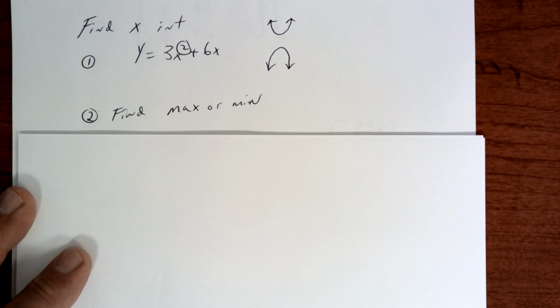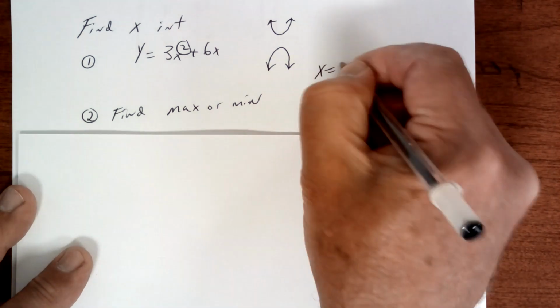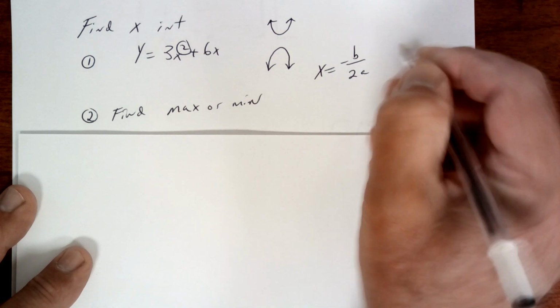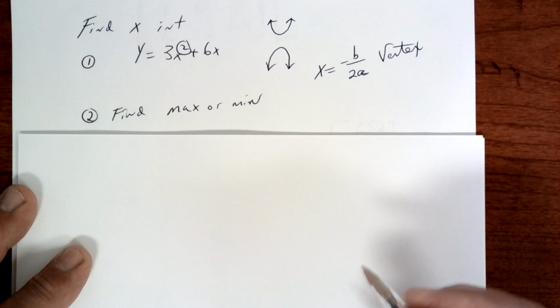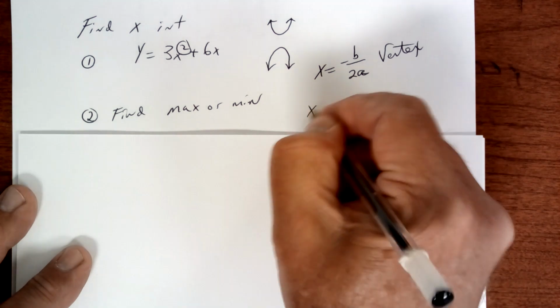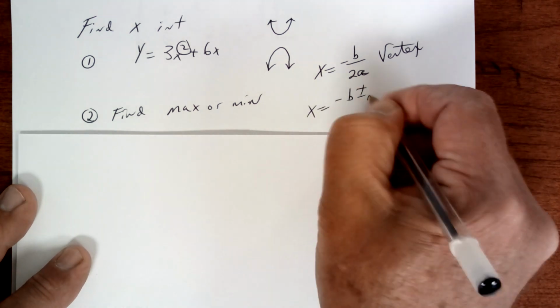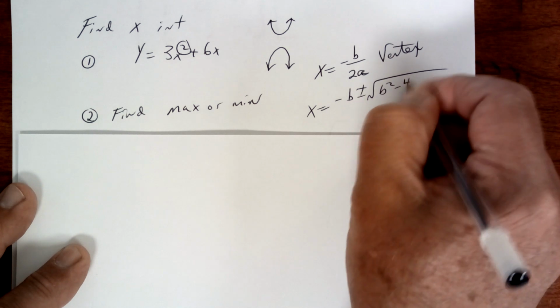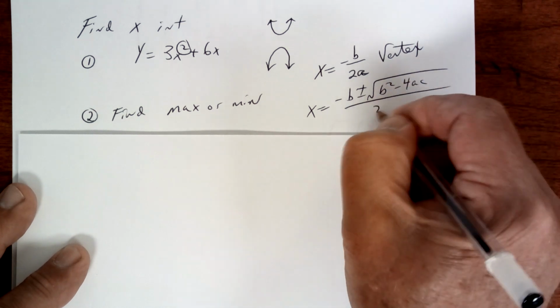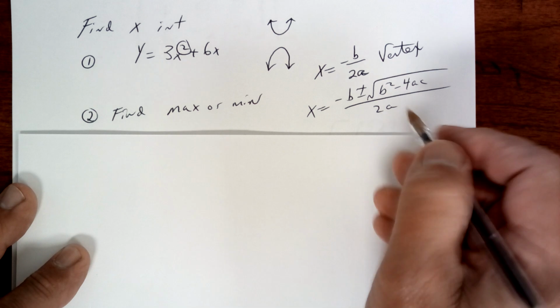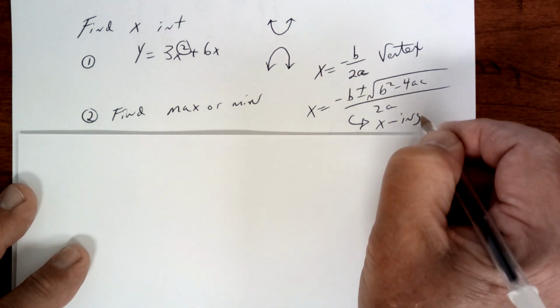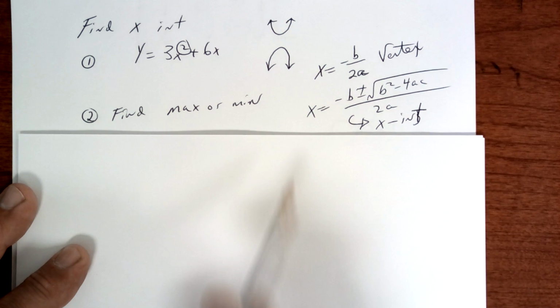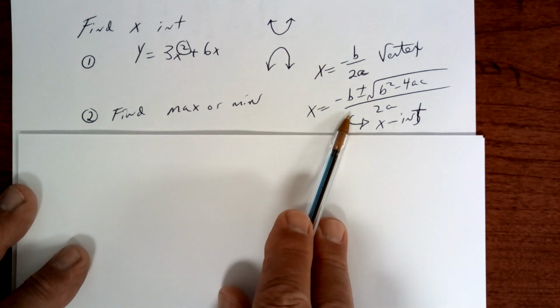Number one is x equals -b over 2a. That's going to give you your vertex, or at least part of it. And then x equals -b plus or minus the square root of b squared minus 4ac, all over 2a. That's going to give you your x-intercepts. So copy that down. So if they ask for the x-intercepts, you use this formula. If they ask for the vertex, you use that formula.